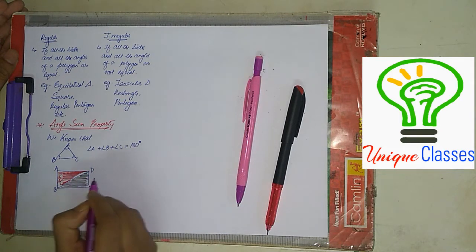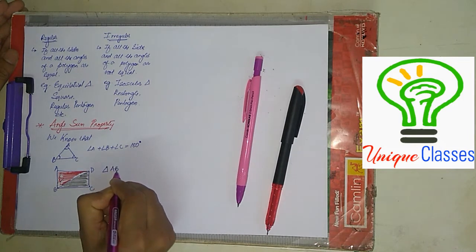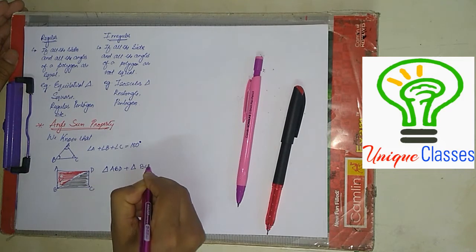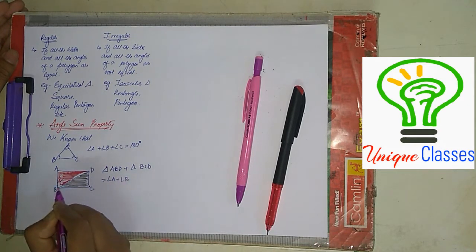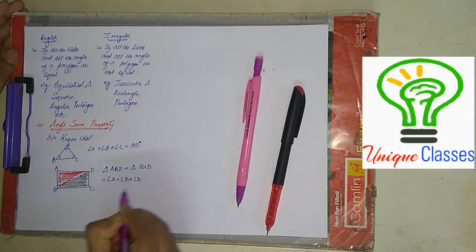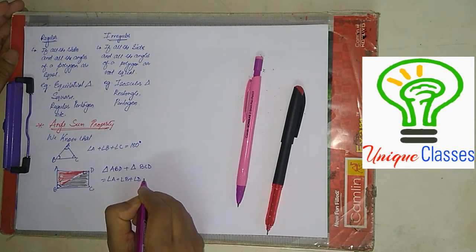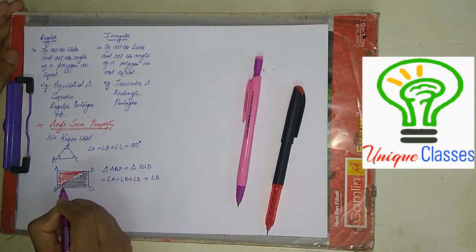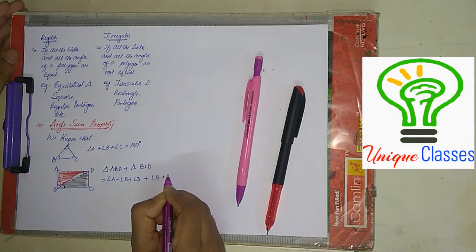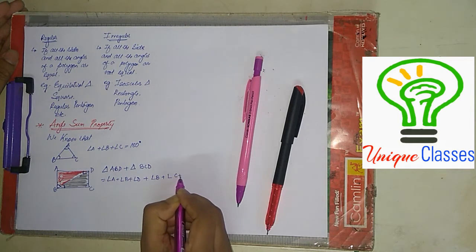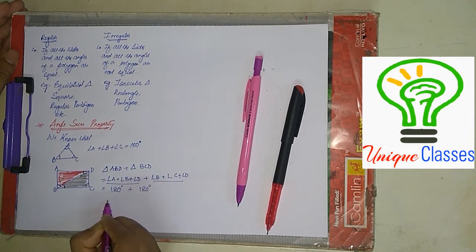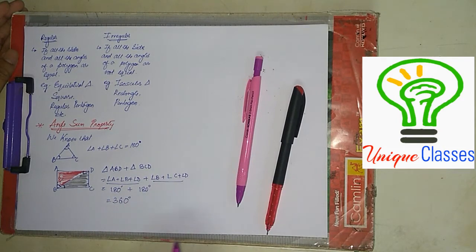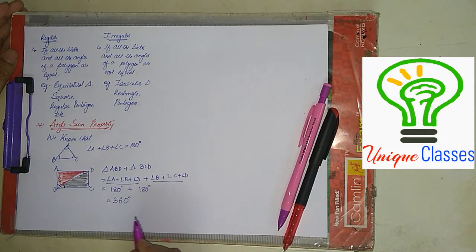So for the angle sum property, we find triangle ABD plus triangle BCD. For triangle ABD, angle A plus angle B, by angle B I mean this angle, plus angle D, by angle D I mean this angle. For triangle BCD, angle B, this angle, plus angle C, this angle, plus angle D. So this will give 180 degree, this will give 180 degree, equal to 360 degree. The sum will be 360 degree. This is one way of finding the sum of all the interior angles of a polygon.